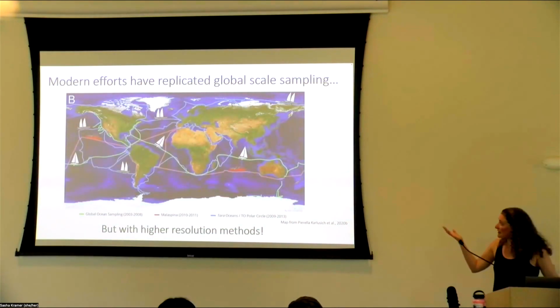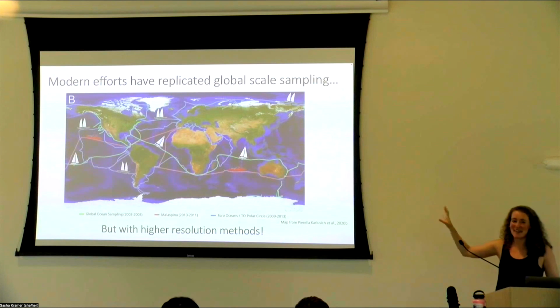So, the modern corollary to those early observations is to have these large global scale sampling expeditions and maybe use some higher resolution methods. But again, if we look at this ship track, as exceptional and impressive as this is, we're missing huge chunks of the global ocean, right?